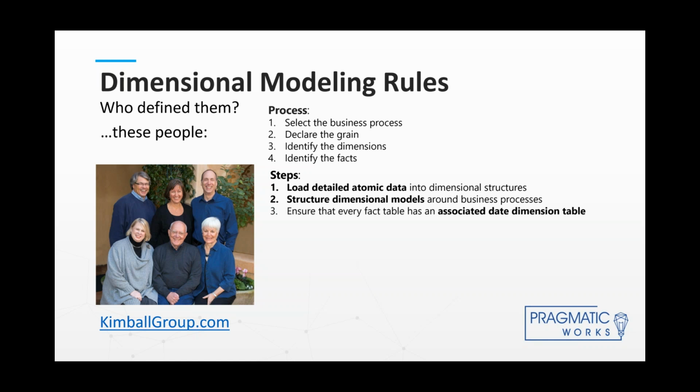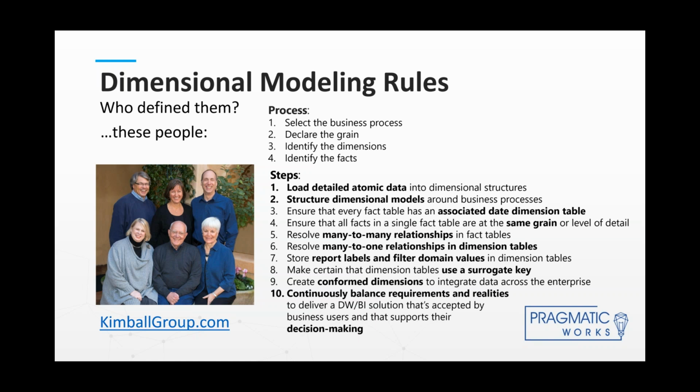Number 3, ensure that the fact table has an associated date dimension table. This is a very important concept that I'm going to show you. Ensure that all facts in the single table are at the same grain. I'm going to go ahead and just finish out the list here. We talk about different types of relationships, cardinality. Are there any many-to-many relationships?